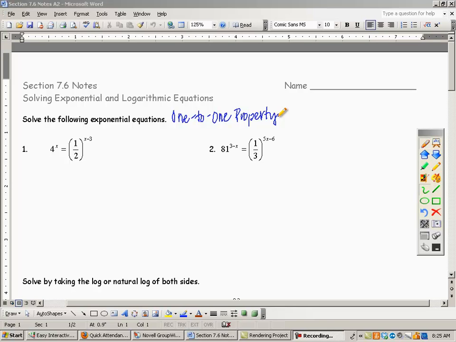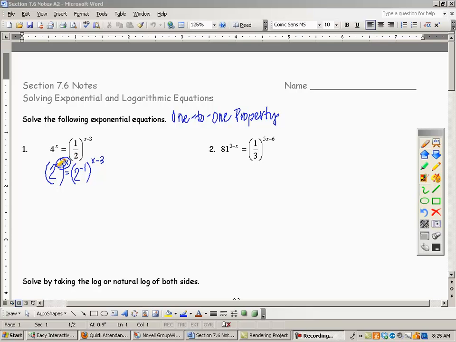So take a look. First of all, we like the fraction the least in number 1. So I'm going to rewrite my fraction with an exponent. 1/2 is the same thing as 2 to the negative first power. I'm going to write it this way because I like a base of 2 better than a base of 1/2. Now, if I rewrote this side with a base of 2, I'm going to try and rewrite 4 with a base of 2 also. Well, 4 is the same thing as 2 squared, and I have that then to the x power that was there.